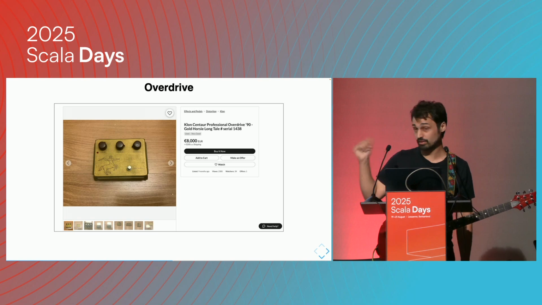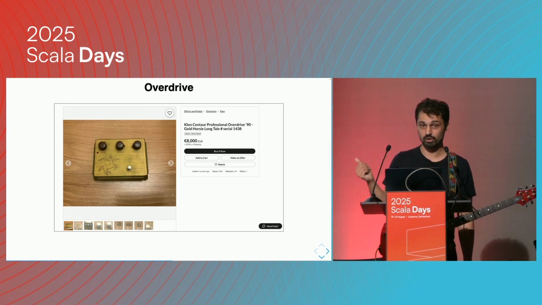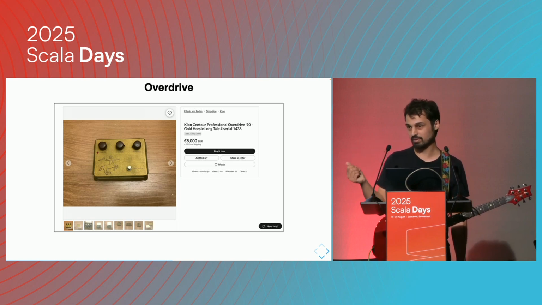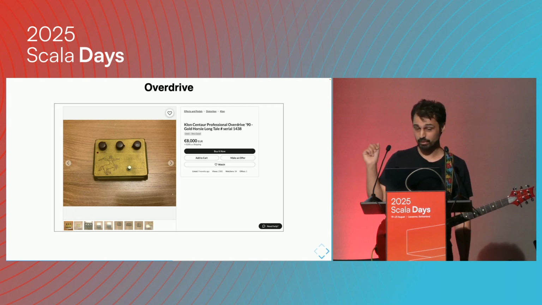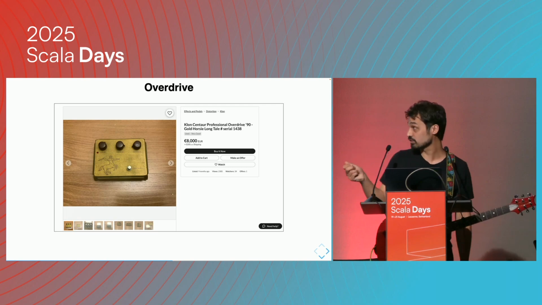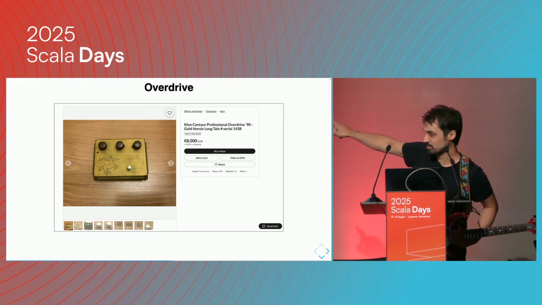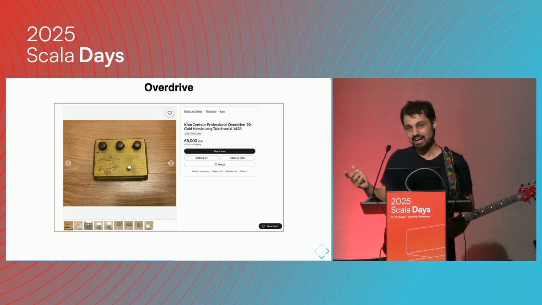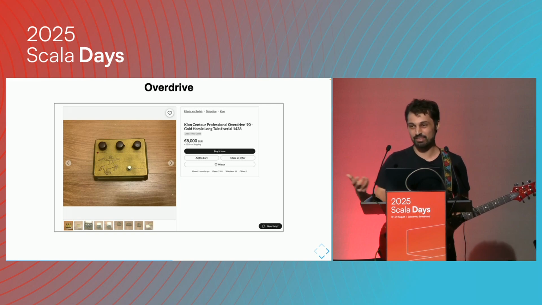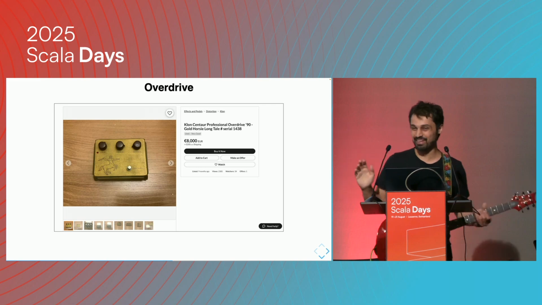This is a listing on Reverb that I found a couple of years ago. Reverb is like eBay for musicians. Someone's selling a Klon Centaur for 8,000 euros. My favorite thing about this slide, by the way, is in the bottom right-hand corner, there's a little sign that says "Need help?" And I feel like if you're about to spend 8,000 euros on a pedal, then you probably do. But that's not why I'm going to talk about it.